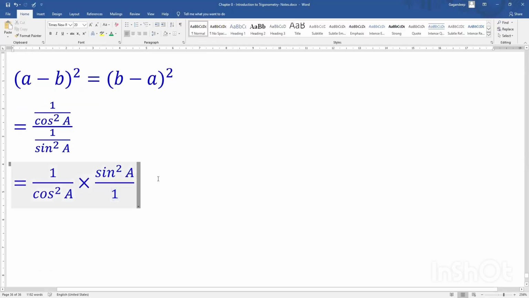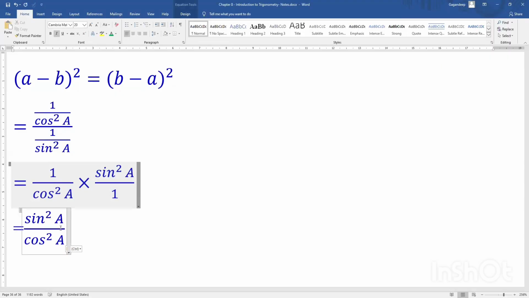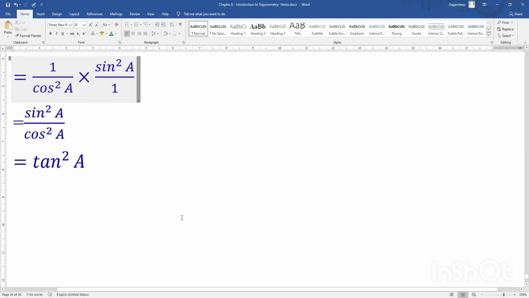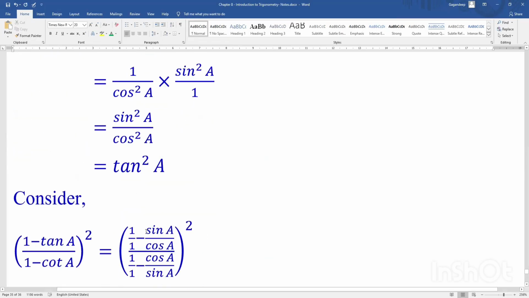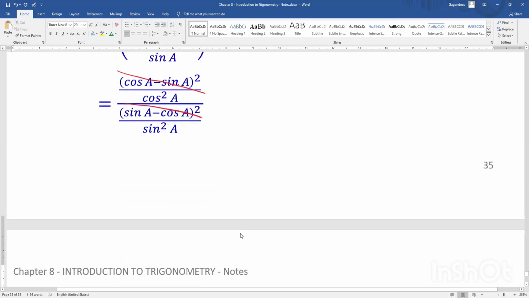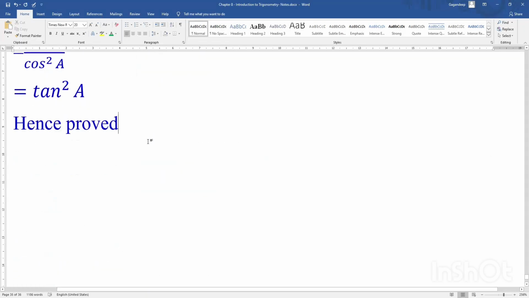So we have sine square A by cos square A, which is nothing but tan square A. Hence proved. We proved that both of these terms finally equal tan square A. So that's it for now. We will be meeting again for the next session. Thank you.